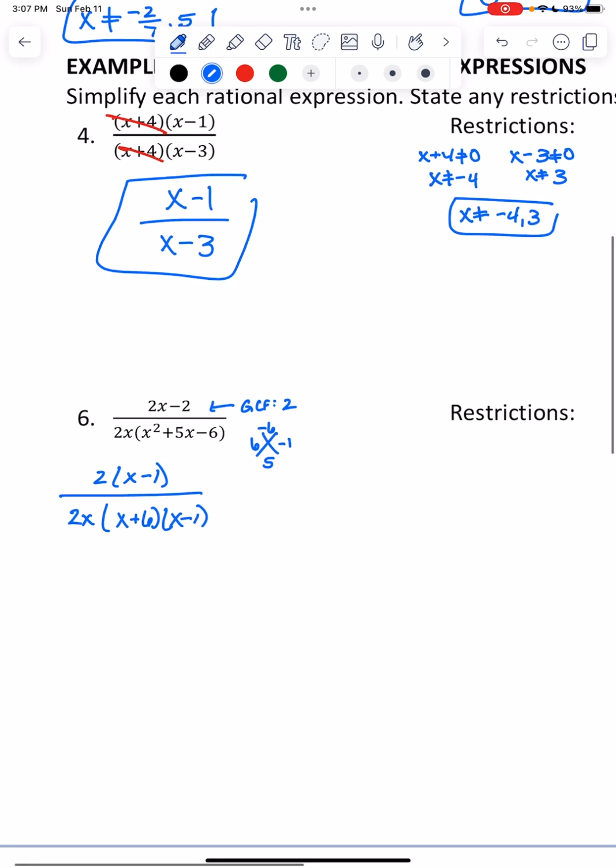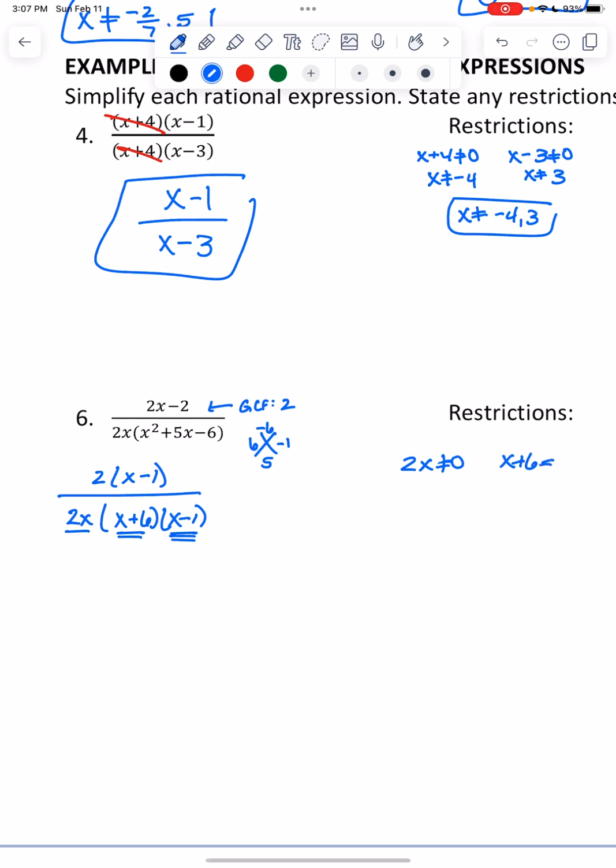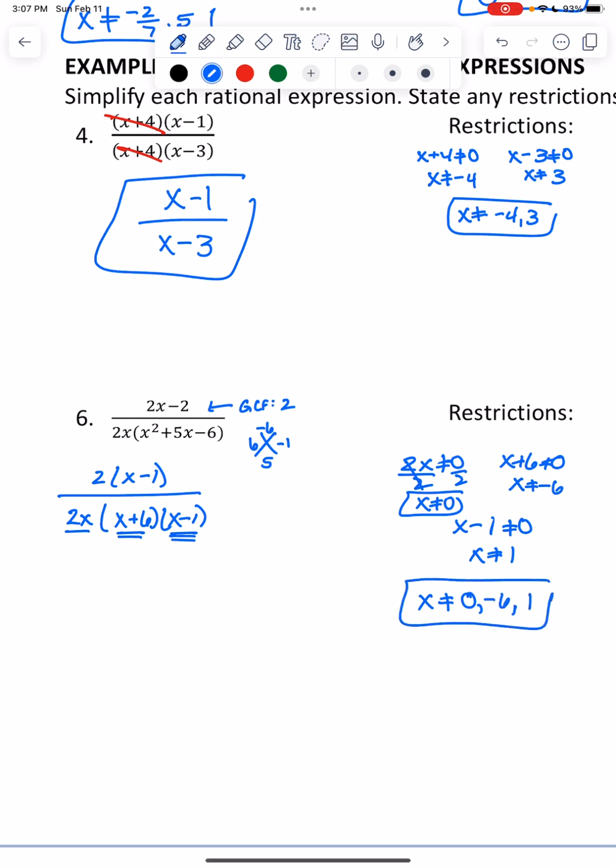Okay? And then for restrictions, now we've got 3 things in the bottom. We've got 2x, x plus 6, x minus 1. So this is going to have 3 restrictions, sorry. 2x cannot equal 0, x plus 6 cannot equal 0, and x minus 1 cannot equal 0. So here, divide by 2. X cannot equal 0. Subtract your 6 and add your 1. So we've got 0, negative 6, positive 1 that x cannot be. Okay, there's our restrictions.